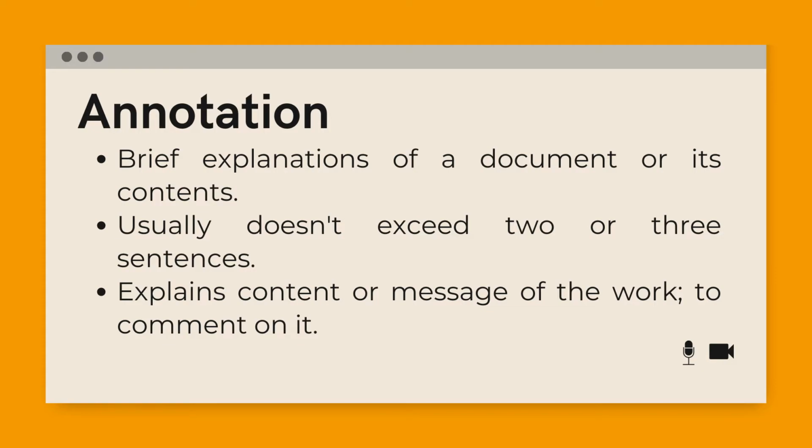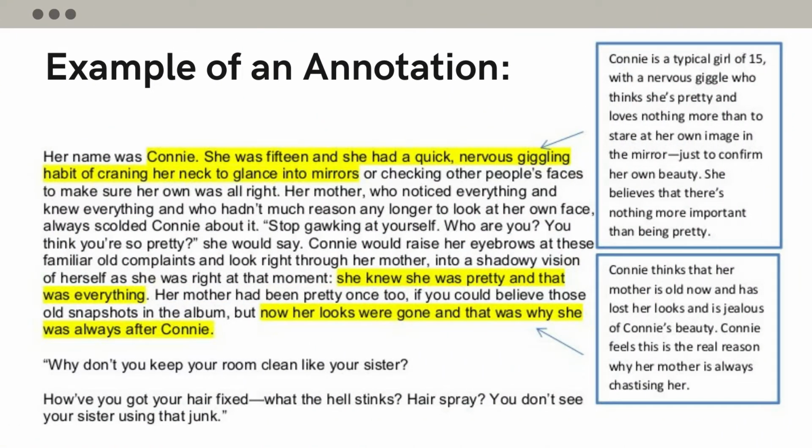They are a brief explanation of a document or its contents, and annotations are usually no longer than 2 or 3 sentences. It is added after a citation in a bibliography to describe or explain the content or messages of the work cited, or to comment on it. Here is an example of an annotation.